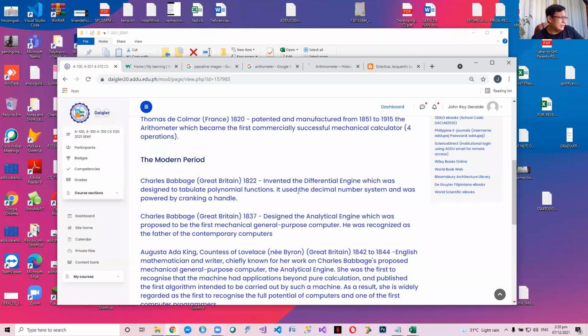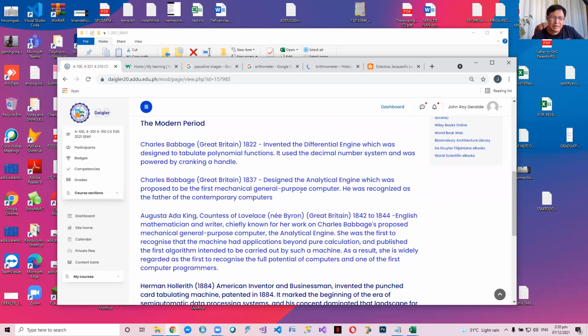His more important invention came in 1837. It's called the analytical engine, which was proposed to be the first mechanical general purpose computer. He was recognized as the father of contemporary computers, the inventor of the very first computing machine. So who invented the computer? Charles Babbage. Okay, we will look at the invention later.